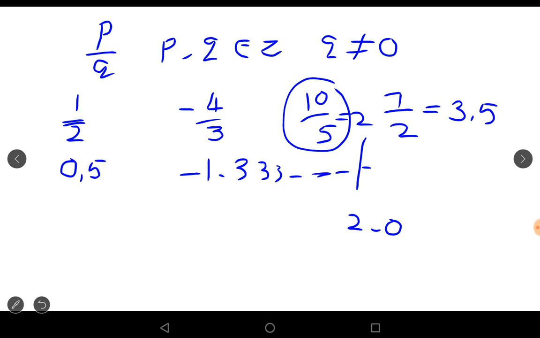Okay students, rational numbers are in the form of p by q. P and q are integers and q not equal to 0. This is one method. Second method is terminating decimals or recurring decimals. These both are rational numbers. In this video, we express rational numbers into p by q form.